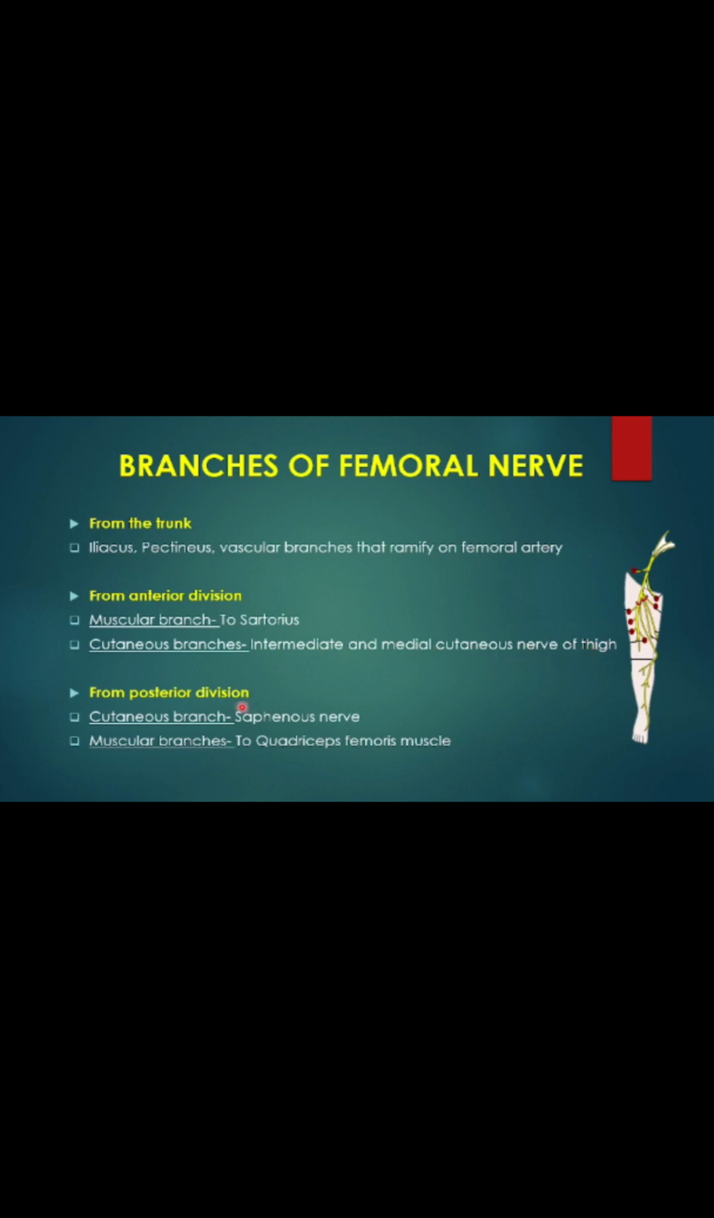From the posterior division you have one cutaneous branch and 4 muscular branches. The cutaneous branch is saphenous nerve and the muscular branches are to the quadriceps femoris muscle. You know, the quadriceps femoris has got 4 parts: the vastus medialis, vastus lateralis, vastus intermedius and rectus femoris. To all these 4 muscles the posterior division supplies.